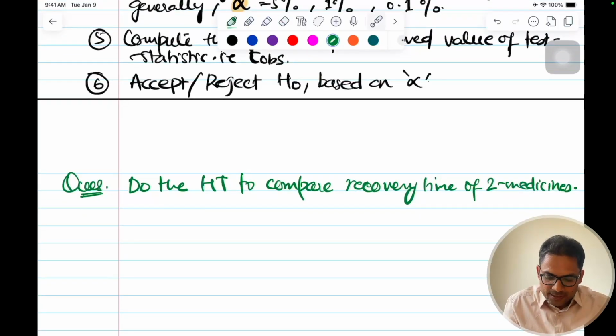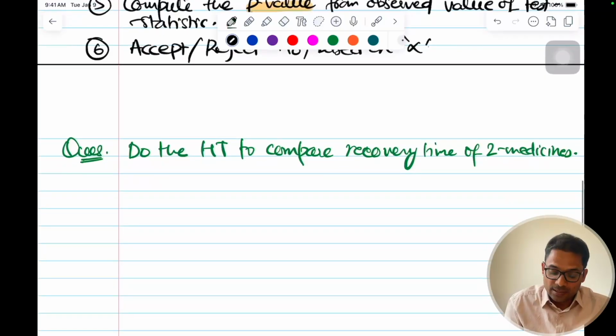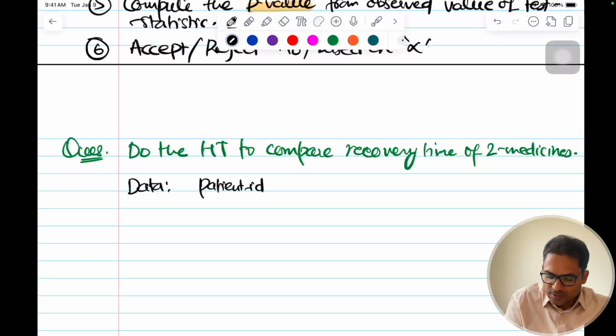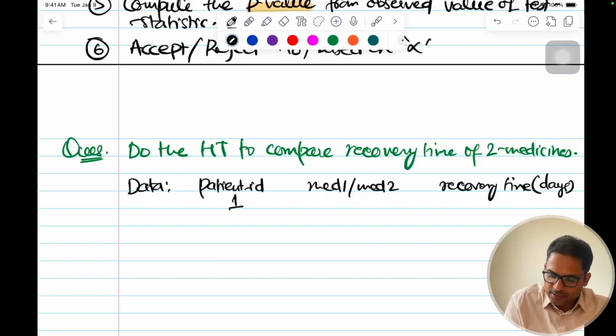There's a medicine 1, medicine 2, and we have some data. The data is in the format that you have patient ID, then whether medicine 1 or medicine 2 was given, and then the recovery time in days. For example, patient ID 1, medicine 1 was given, and recovery time was like 7 days. 2, medicine 2 was given, recovery time was like 8 days. 3, and so on, like that.